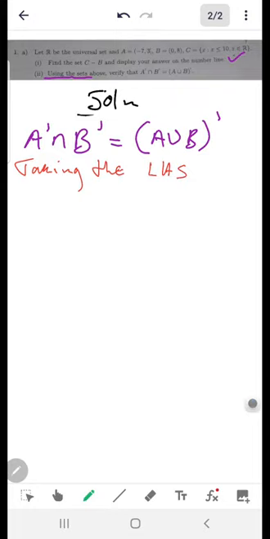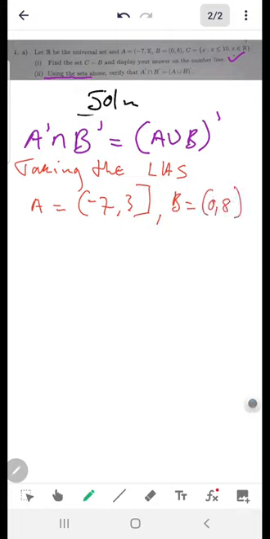Okay, so what is B, what is A? A is just open negative 7 comma 3, like that. Okay, and then what is B? B is just 0 comma 8.